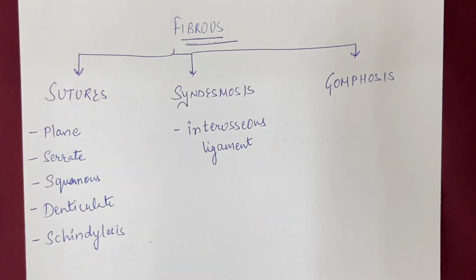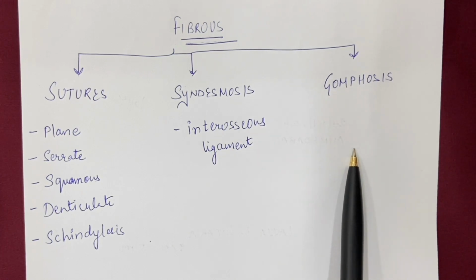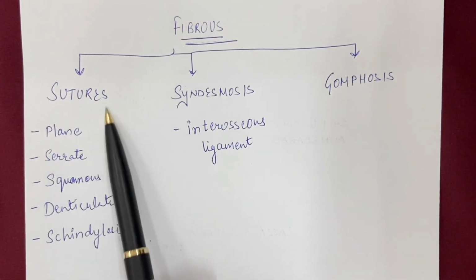In the fibrous joints, the bones are joined by fibrous tissue. So there is a presence of a fibrous tissue between the two bones forming a joint. These joints are either immovable or permit a slight degree of movement. These joints again can be grouped into three varieties: sutures, syndesmoses and gomphoses. Let's first see the sutures.